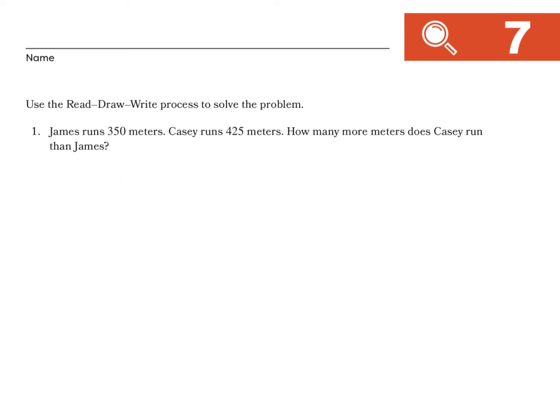Open up to page 63 in your workbook. So number 1, James runs 350 meters. Casey runs 425 meters. How many more meters did Casey run than James? Okay, so we're comparing this because we are wondering how many more meters Casey runs than James. So we're comparing those two. What we need to do is draw a tape diagram that shows how much James is running and how much Casey is running.